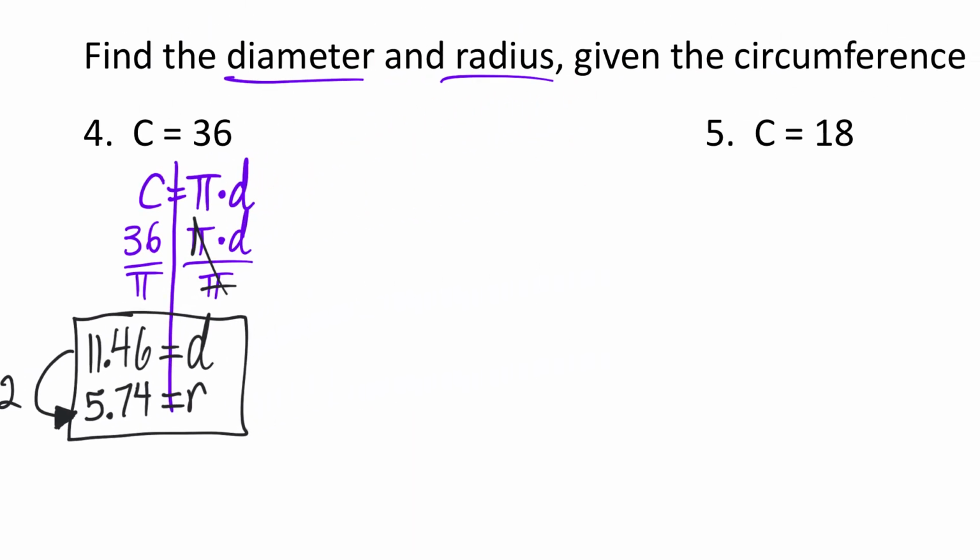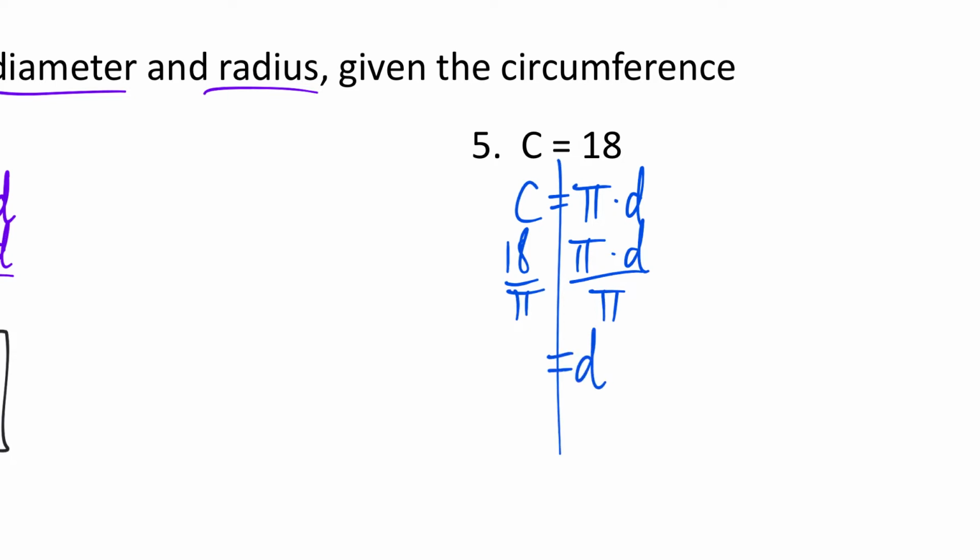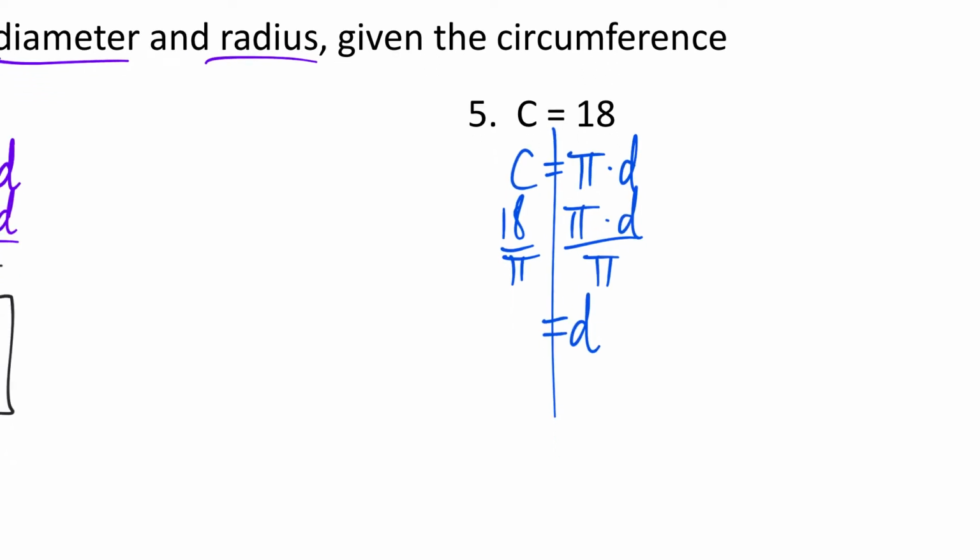Okay? All right, next one. Circumference equals pi times diameter. So 18 equals pi times diameter, divided by pi. So all you're doing is dividing by pi. Circumference divided by pi is going to give you the diameter, which is what? 5.73. And then the radius, just divide that by 2. What does that give you?